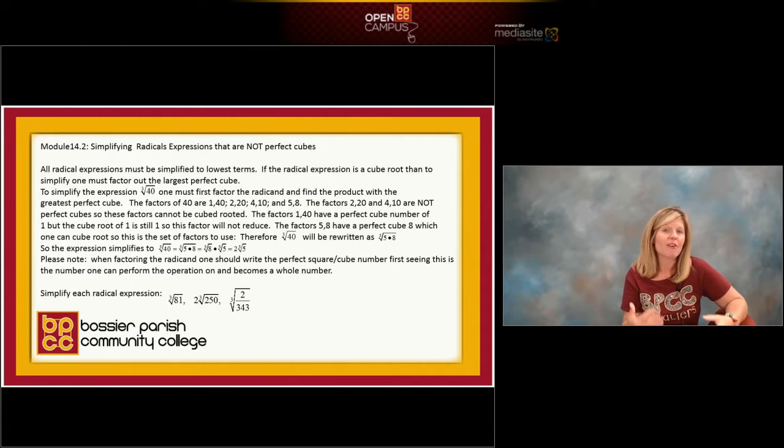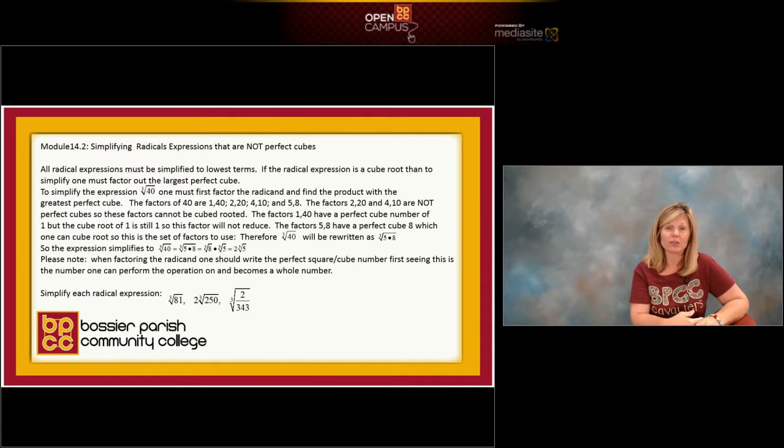The way we would simplify this expression, because we're dealing with a cube root, because our index is 3, is we're looking for the biggest perfect cube. So we want to factor 40. Just off the top of my head, 3rd grade multiplication facts. What factors multiply to 40? 1 and 40, 2 and 20, 4 and 10, 5 and 8.